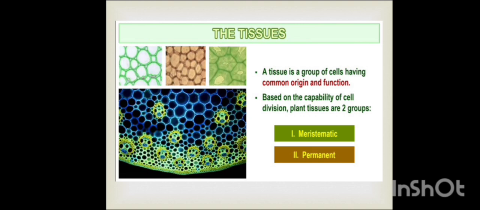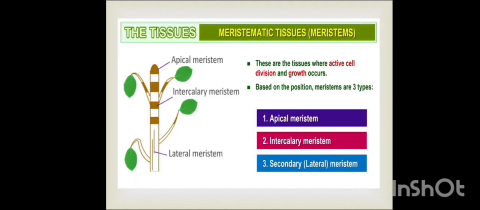A tissue is a group of cells having common origin and function. Based upon the capacity of cell division, plant tissues are of two types, that is the meristematic tissue and permanent tissue. In the first one, meristematic tissue, the tissue which has the capacity of cell division occurring repeatedly is called meristematic tissue. In this tissue, the cells actively divide and growth occurs.